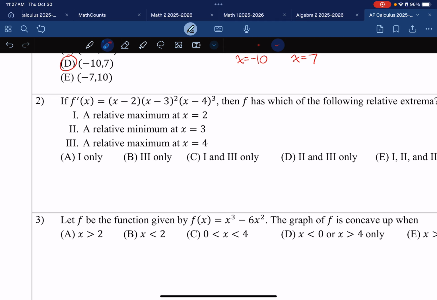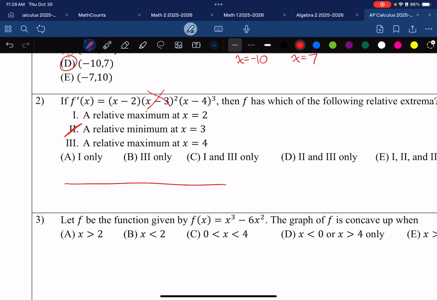I'm noticing that when I have an x minus 3, it's to a power of an even number. Therefore, this one will not change signs. However, this x minus 2 and this x minus 4 will change signs because I have an odd degree and another odd degree. So I know that this positive 3 is incorrect. It will not be a minimum. It will not be a maximum. It will not be an extrema because it does not change signs. To figure out if these 2 are correct or incorrect, I don't know if it's a maximum or a minimum. We do have to make a sign chart.